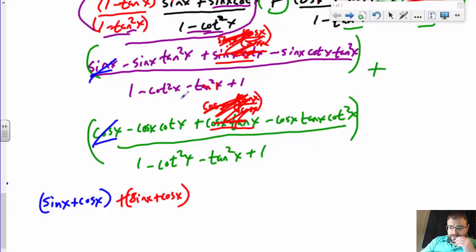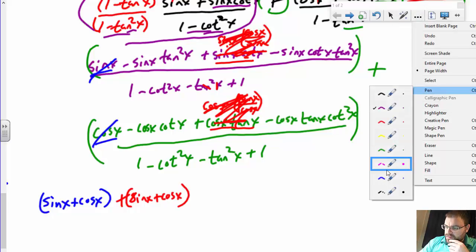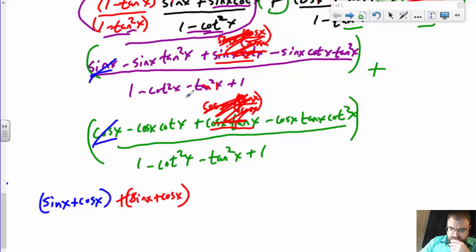That's what happens. Okay, so I need to keep going through this. That one was done again. Let's not use purple. Let's go back to blue, I guess. Okay. So I can see here that I have a sine times a cotangent here, right? I have a sine times a cotangent here, and the same thing's going to happen here. I have a sine of x times a cotangent x, which is what? Which is cosine over sine. And don't forget it's multiplied by tangent squared. But these sines cancel, right?